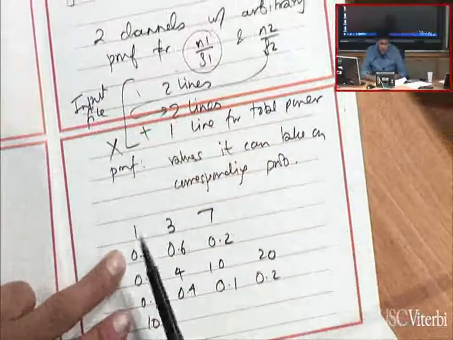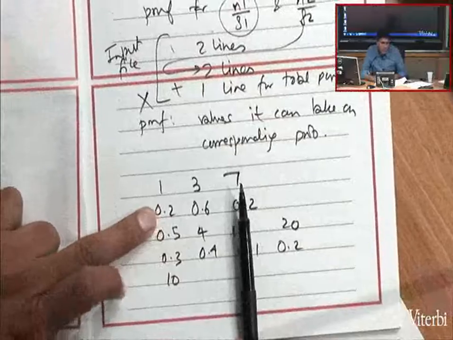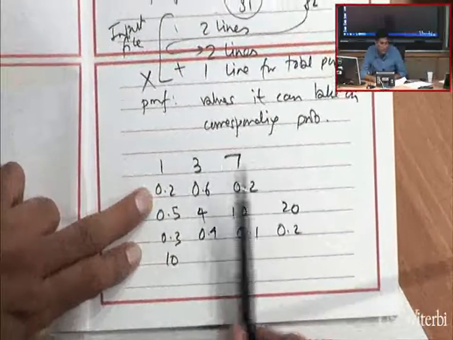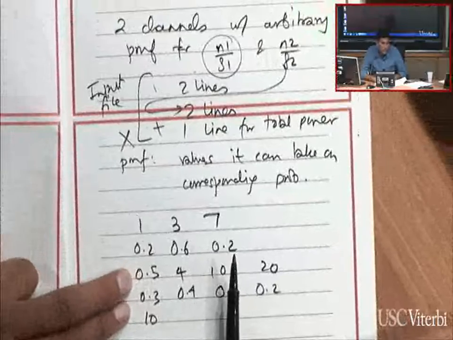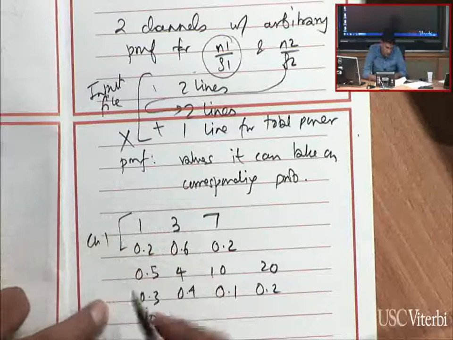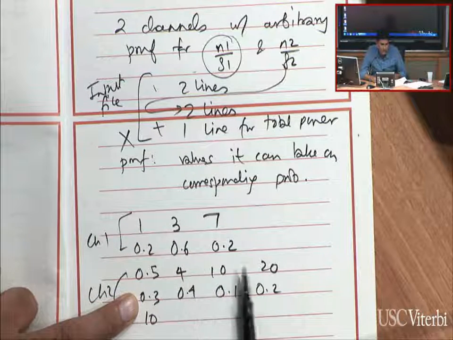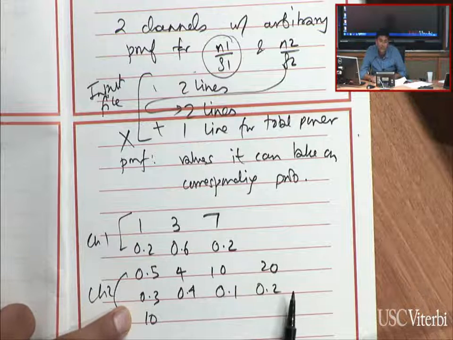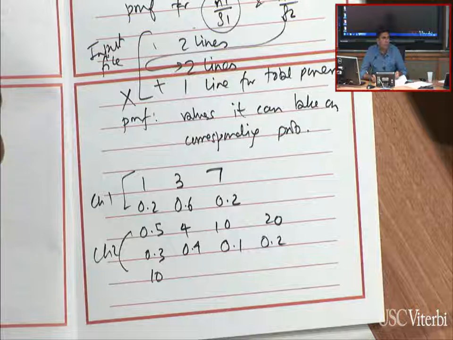So what does that mean? It means that for channel 1, the possible values that your channel condition can take on are 1, 3, or 7. And it takes on 1 with probability 0.2, 3 with probability 0.6, 7 with probability 0.2. Channel 2 can take on values, so these are for channel 1, these 2 are for channel 2. The possible values it can take on are 0.5, 4, 10, 20. These are the probabilities with which you'll take on those values, and 10 is the total amount of power you have available to split between the 2 channels.